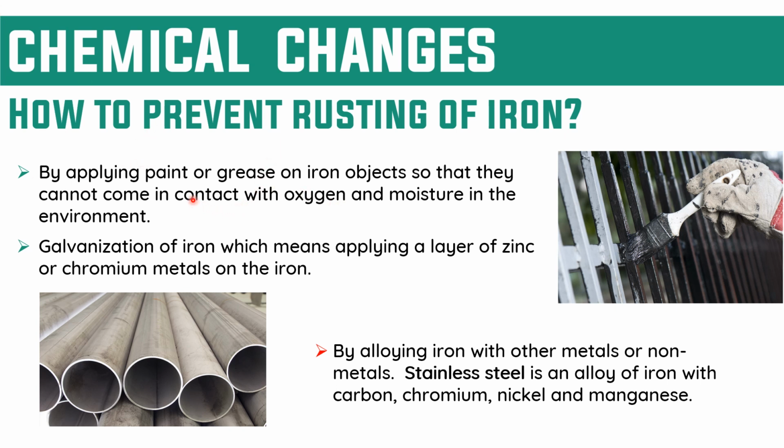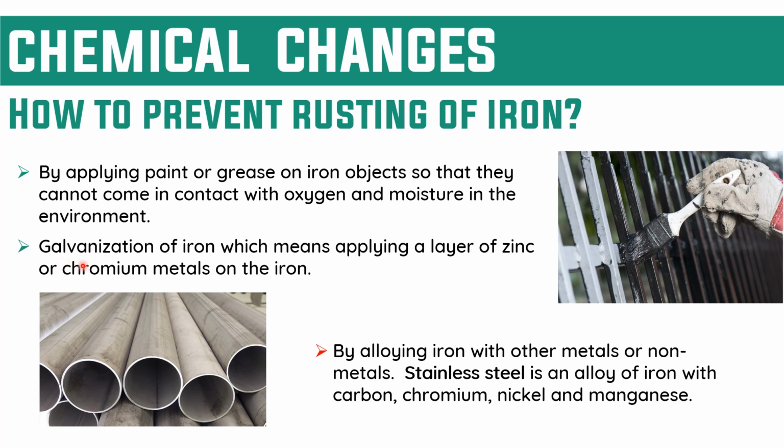At your home also, you are painting the iron things to protect the iron objects from rusting. I'm reading once again: by applying paint or grease on iron objects so that they cannot come in contact. When you apply paint, that paint acts as a barrier, and the iron article cannot contact atmospheric oxygen and water vapor. In this picture also it's clear.